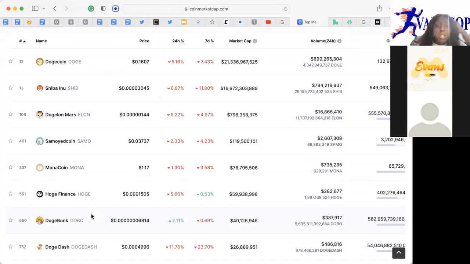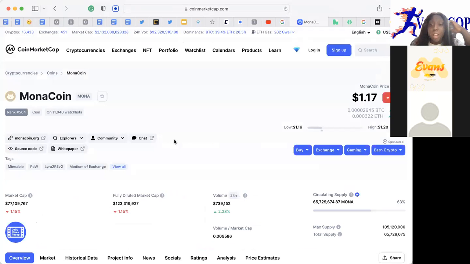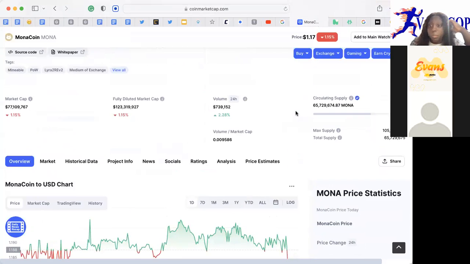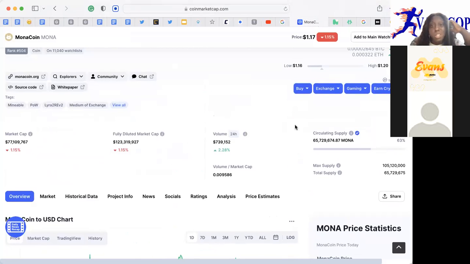One of them is the quantity of the coin. Most of these meme coins have ridiculous quantities. Let me just pick anyone randomly. Let's look at Mona coin. This one even looks like it has small quantity because the price looks reasonable. Oh yeah, I was actually correct. The quantity is reasonable, like 65 million. Very okay quantity.